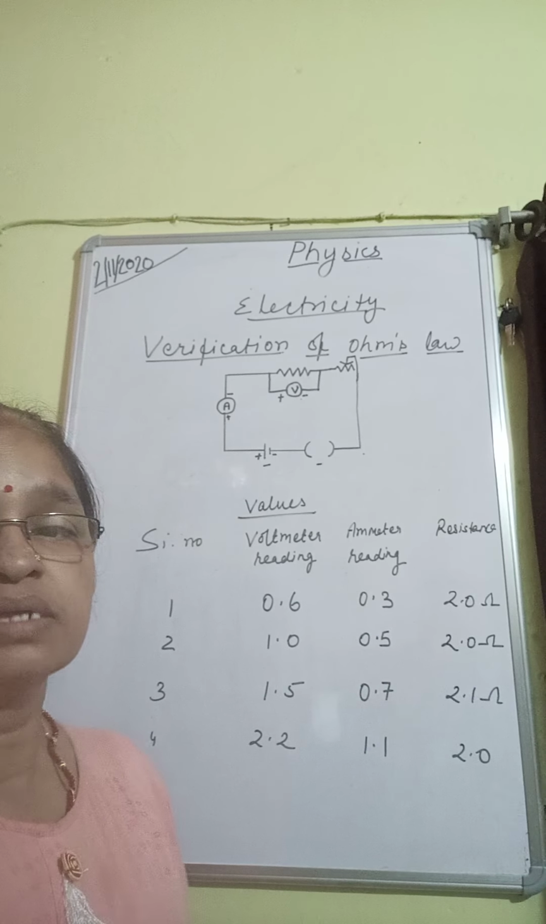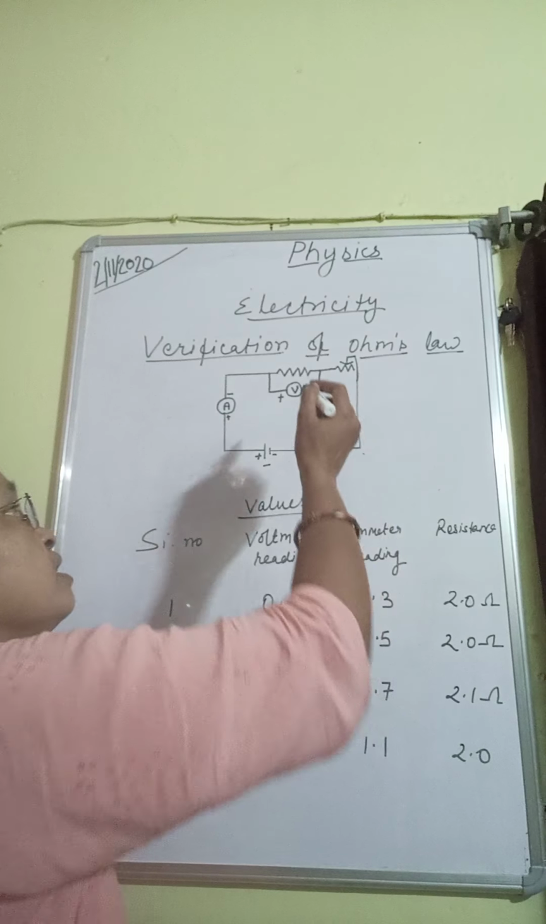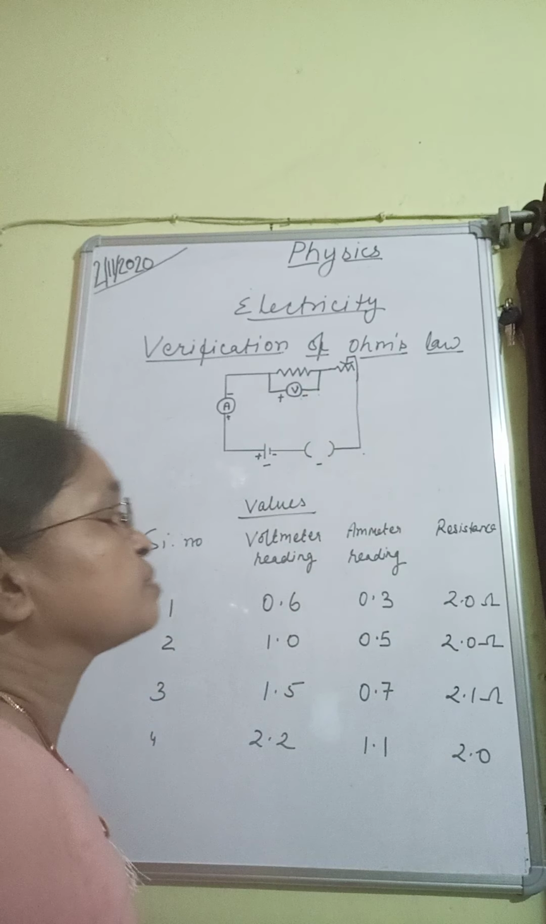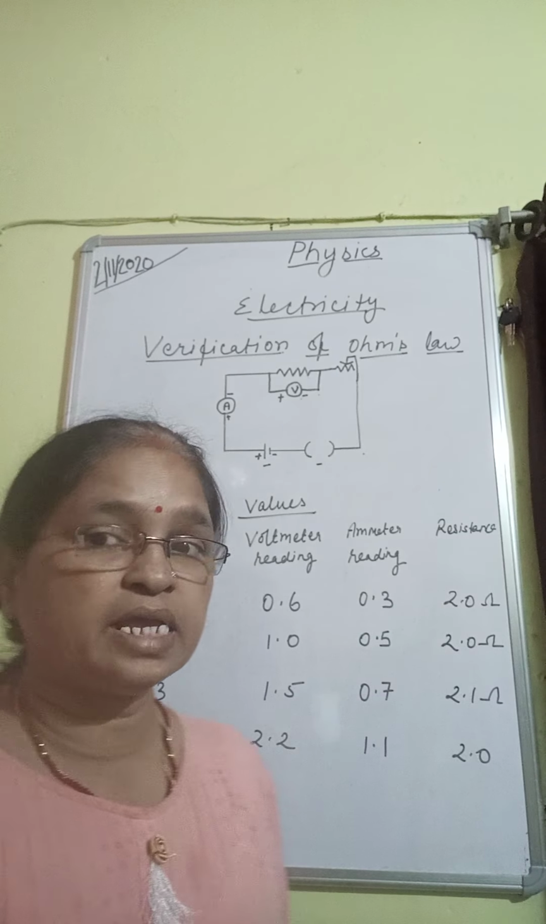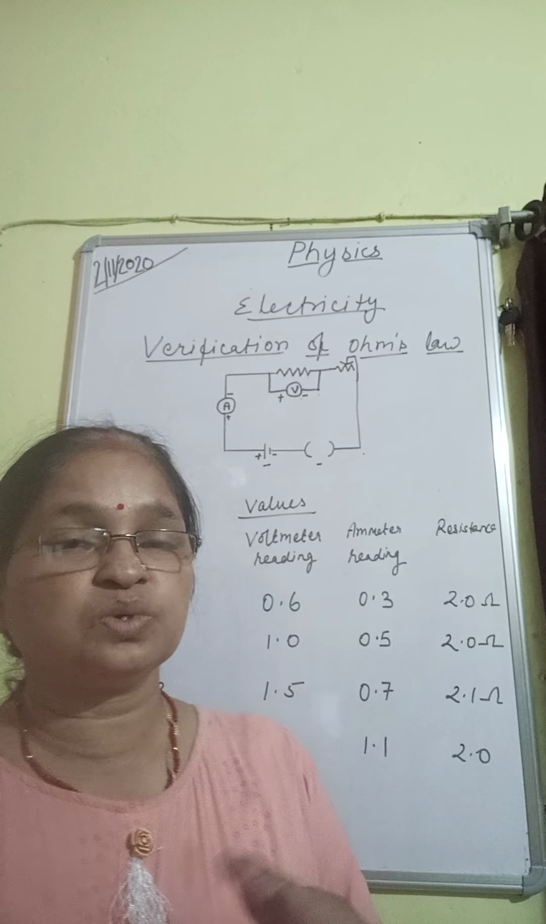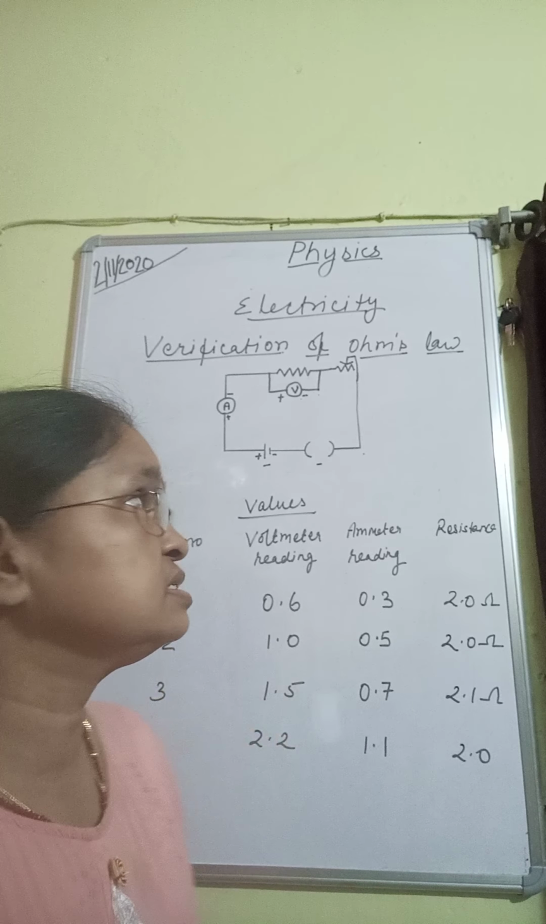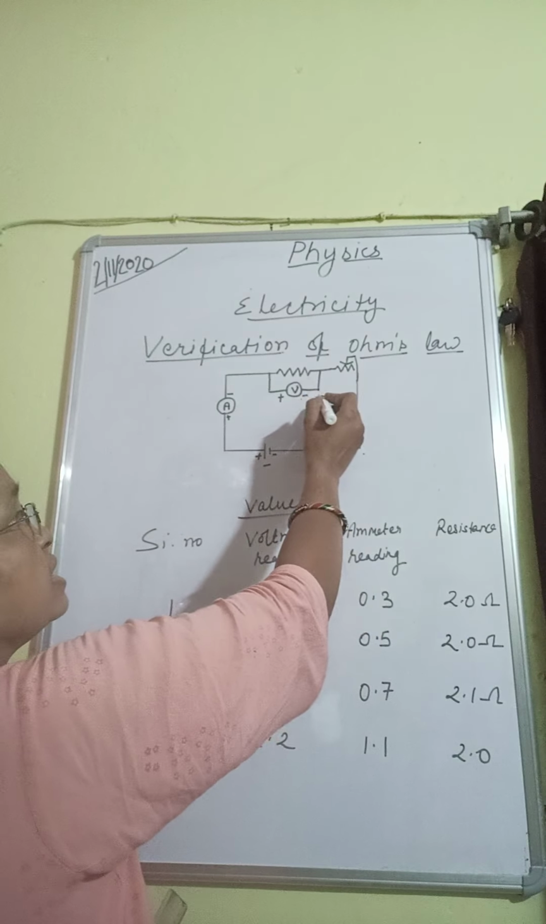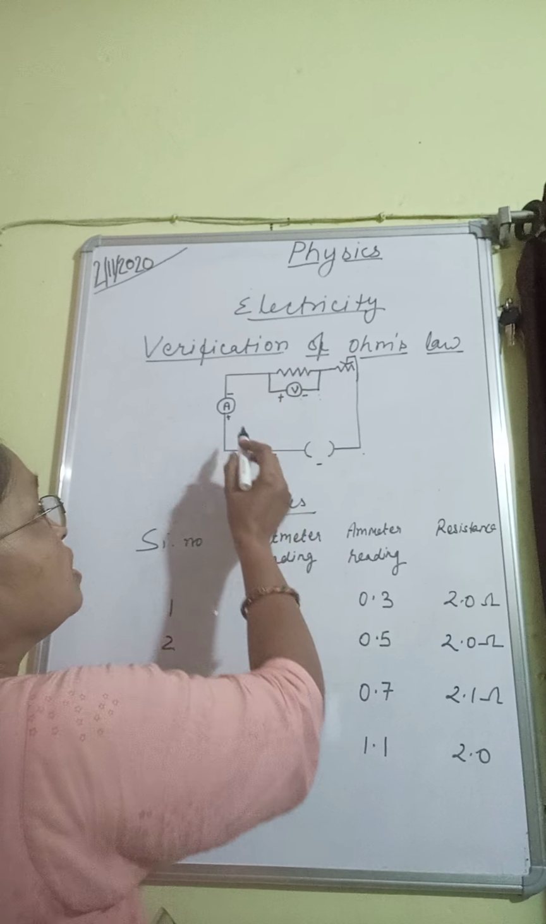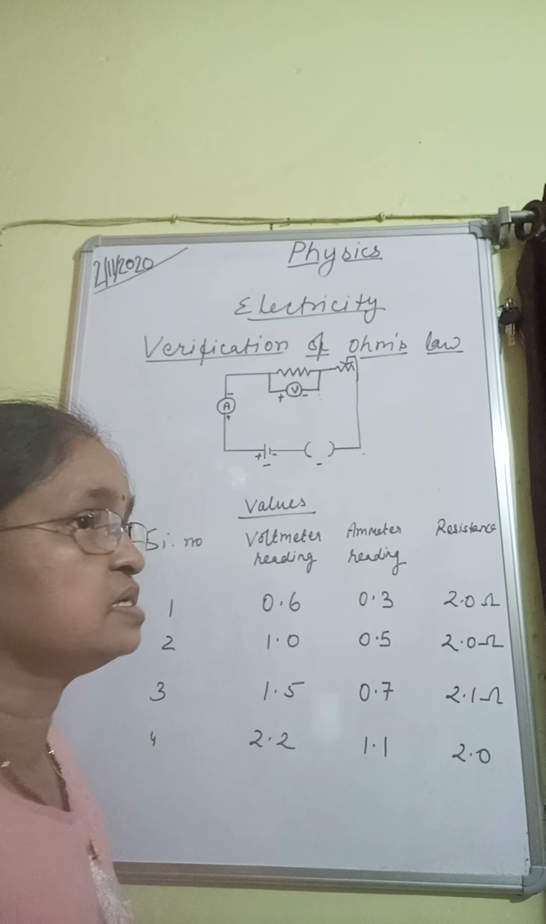Students, you know that a voltmeter is always connected in parallel because it has very high resistance. So to lower down its resistance, we are connecting it in parallel. An ammeter is always connected in series.